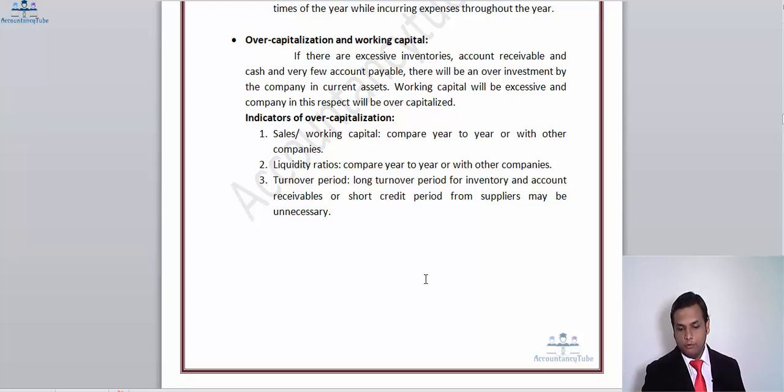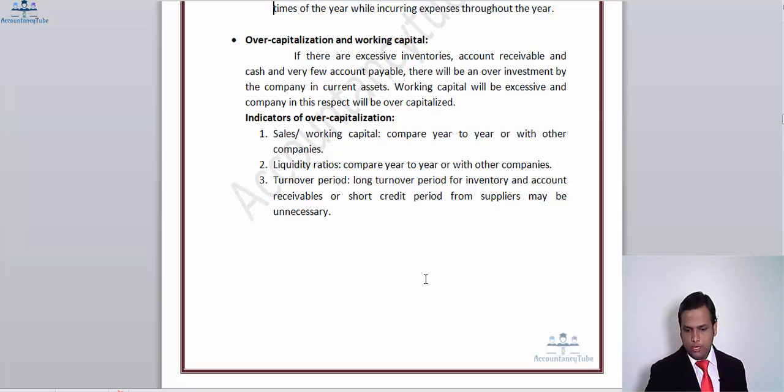Now, there are a number of indicators to show that the business is heading towards overcapitalization. Firstly, we will look at working capital and sales compared year to year or with other companies. It starts to show an increase in working capital. However, the sales figure might not show that much increase. As I've just told you in the ratio analysis of this area, working capital should go hand in hand with the increase in sales.